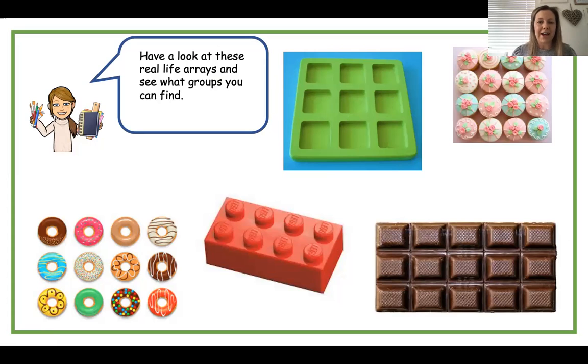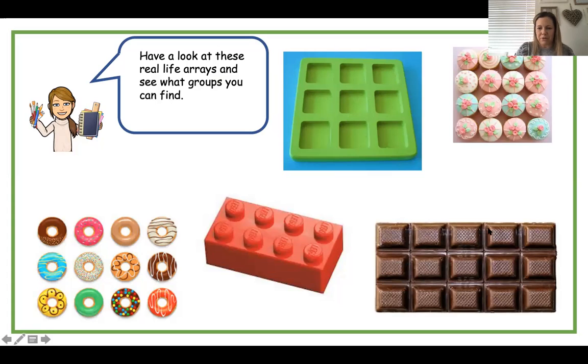Or I could write that as a multiplication sum because I've got one lot of three, two lots of three, three lots of three. So I could write three times three equals nine. Let's have a look at another one.